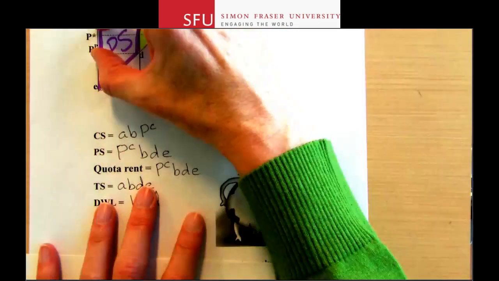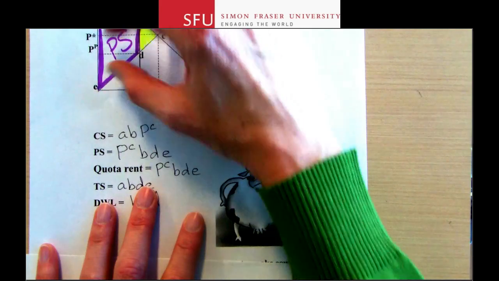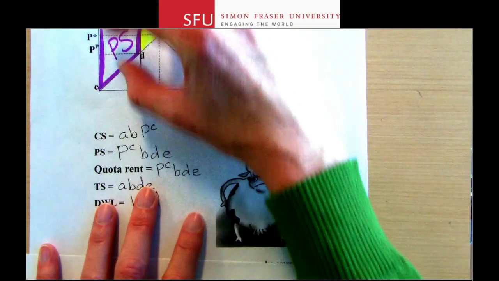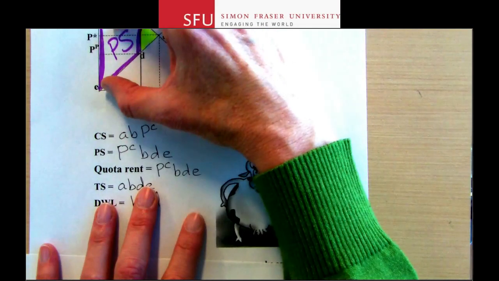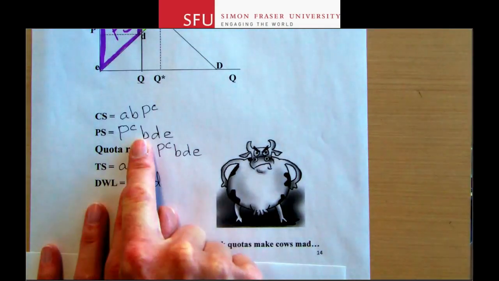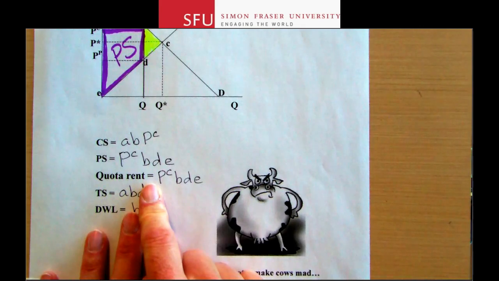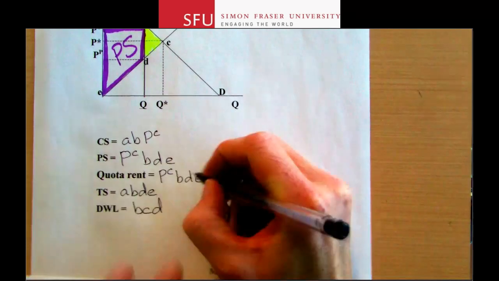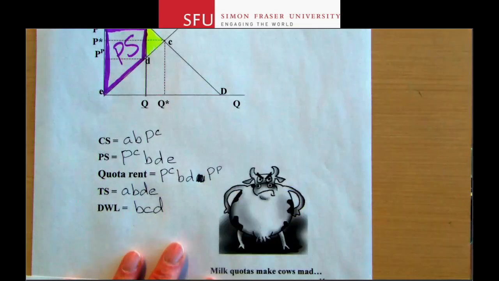Not quite. The quota rent is just the rectangular part, and then the producer surplus also includes this triangular part. Okay, so the rectangle's quota rent, the producer surplus is the full trapezoid shape then. Okay, so this is included in here. Do I have the letters wrong? Yeah, they're the exact same letters. Oh, that's right. Okay, sorry. That's better.